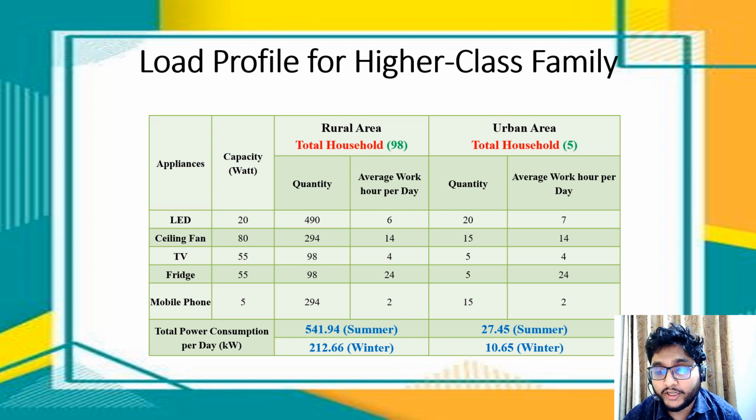We give the input to the HOMER software, and the total power consumption per day for rural areas is 541.94 kilowatt in summer, and in winter 212.66. For urban areas in summer, the total power consumption per day is 27.4 kilowatt, and in winter is 10.65 kilowatt.